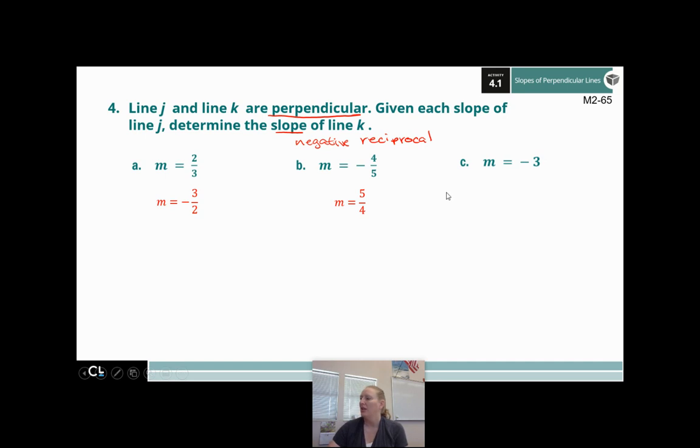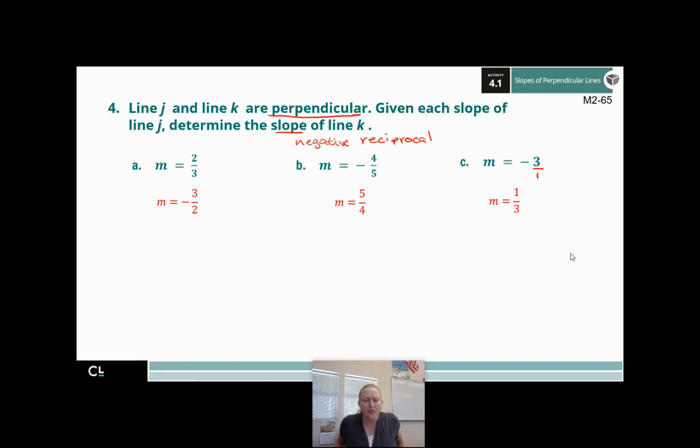This lovely guy right here on C, negative 3, I guess I should put it over 1 because that'll definitely make it easier to find the reciprocal, won't it? So I'm going to flip that. Instead of 3 over 1, it's going to become 1 over 3 if it needs to be perpendicular. And since that is a negative, my new guy has to be positive. So my new slope is a positive 1/3.